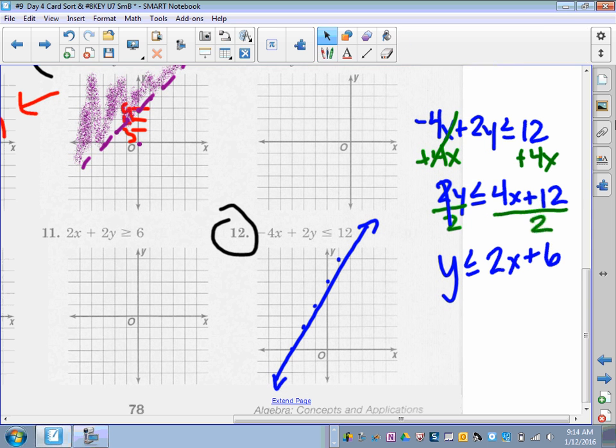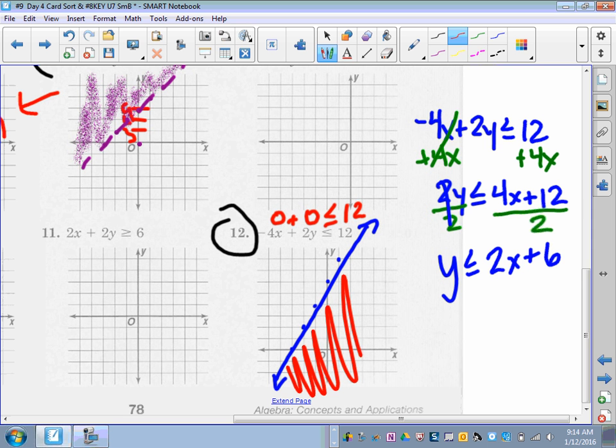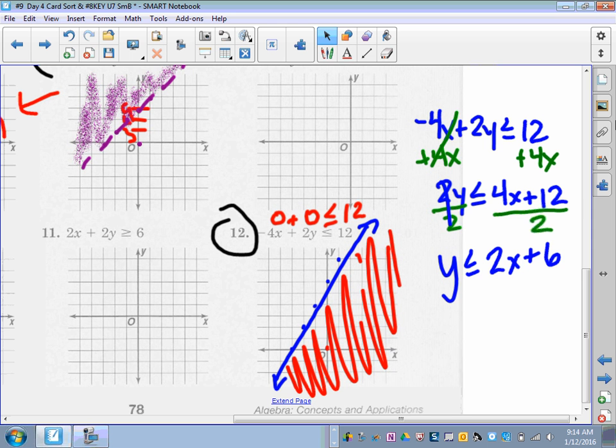Alright, and let's test the point 0, 0. Negative 4 times 0 is 0. 2 times 0 is 0. Is 0 less than or equal to 12? Yeah. Yay! So we finally get to shade this side. 0, 0 is a solution, so we do shade that side. Alright, questions on that? Now we're going to do some review practice for your test next class.